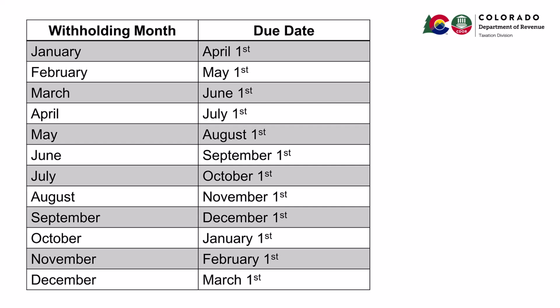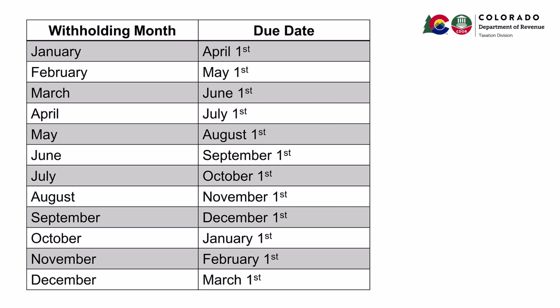March is June 1st. April is July 1st. May is August 1st. June is September 1st. July is October 1st. August is November 1st. September is December 1st. October is January 1st, November is February 1st, and December is March 1st.